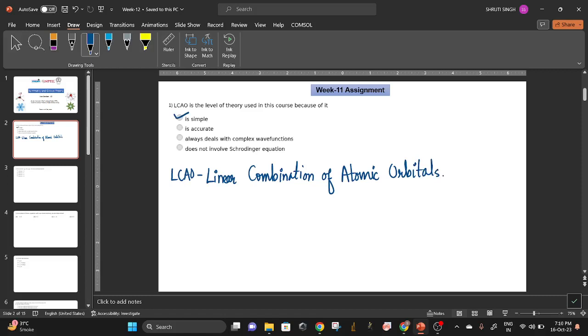the Schrodinger equation, and we cannot actually solve the Schrodinger equation for molecules. It is only solvable for hydrogenic systems, and molecules are much bigger. So that's why we are not using that approach and we are using this combination of atomic orbitals as an approximation to form molecular orbitals. So the answer to the first one is that LCAO is simple, that's why we are using it.